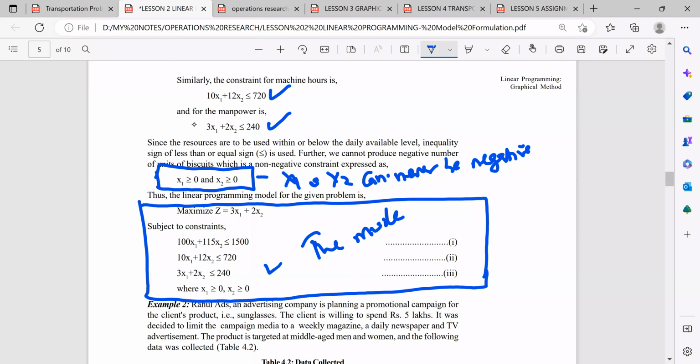The LP model looks like that. It has this part, and this part, those three parts. Okay, I guess that is clear.